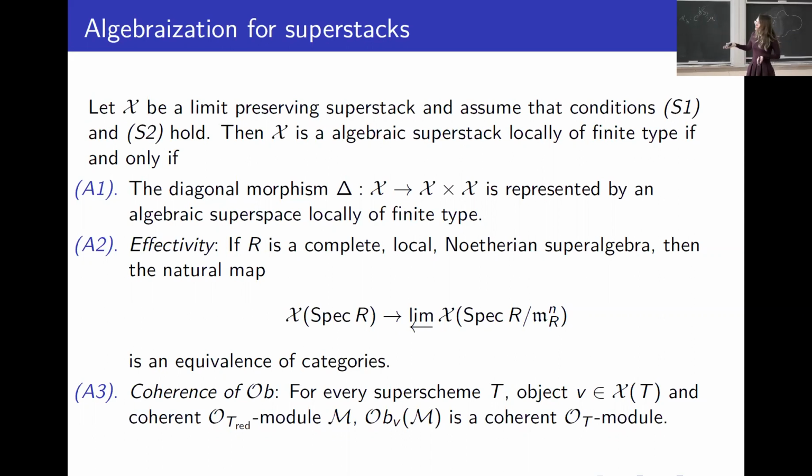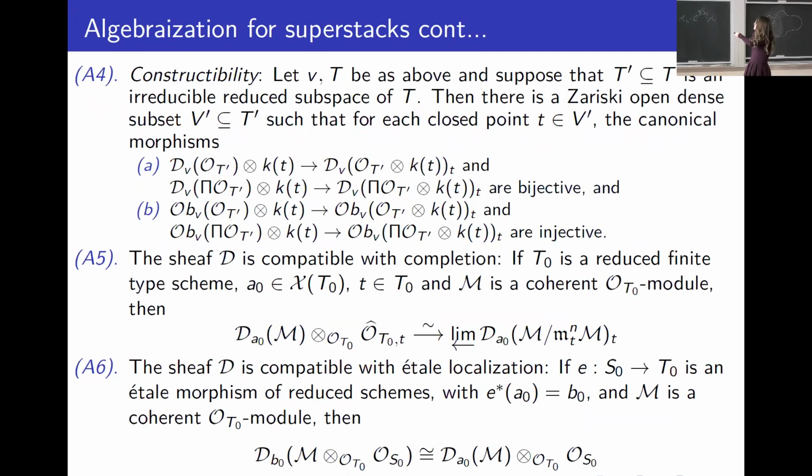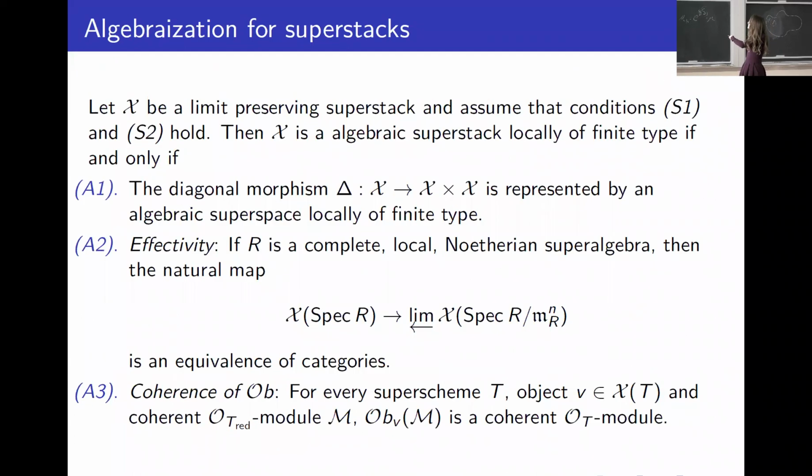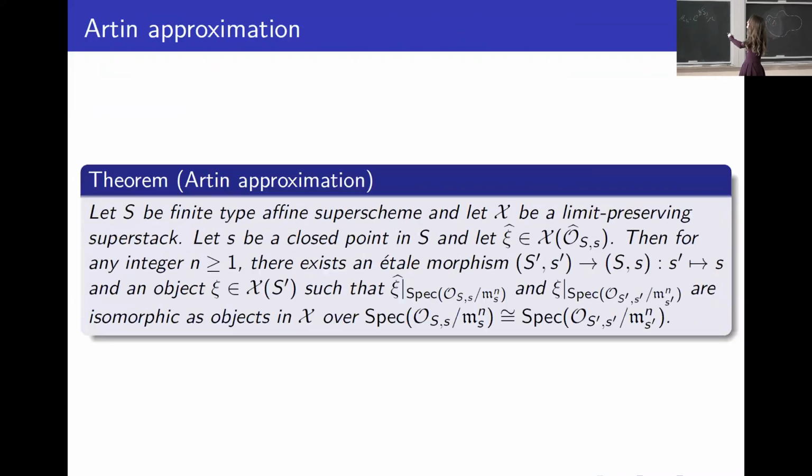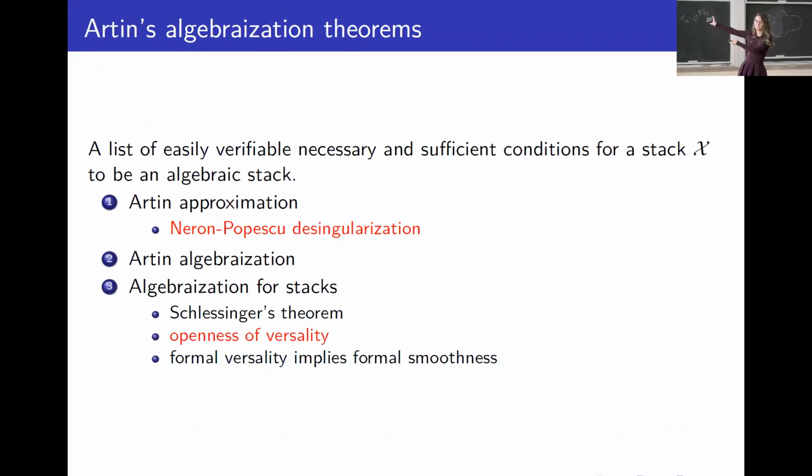So I just recently proved these, and the way I proved them, as I said at the beginning, is I used the fact that we know it on the bosonic reduction and the fact that the nilpotents are like finite extensions, to reduce a lot of the really hard commutative algebra that Artin had to use. So in particular, I was able to avoid this Néron-Popescu desingularization theorem. That's not something you really want to prove on your own. And this openness of versality theorem, I was able to reduce somehow the complications that arise there a little bit by using the fact that it holds on bosonic reduction.